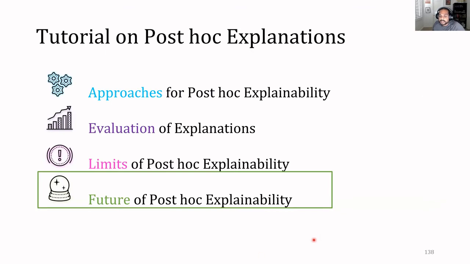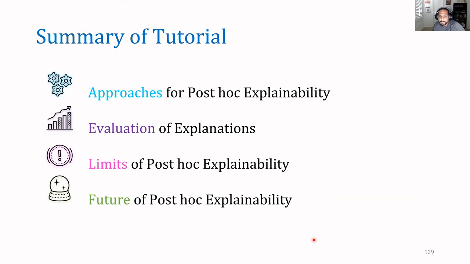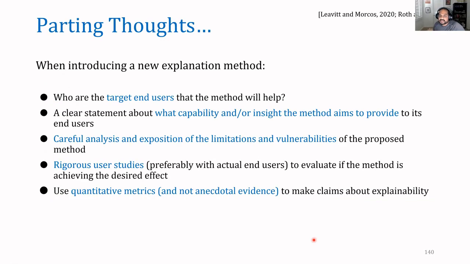So that was my section on the future of explainability, and that's the summary of what I talked about. We didn't go into the evaluation, but we talked about a bunch of other things. As a parting thought, I want to say that we should be thinking about the target end users that the method is supposed to be useful for, and we should have a clear statement about what the capability or insight of the explanation techniques is, which I think is missing right now.